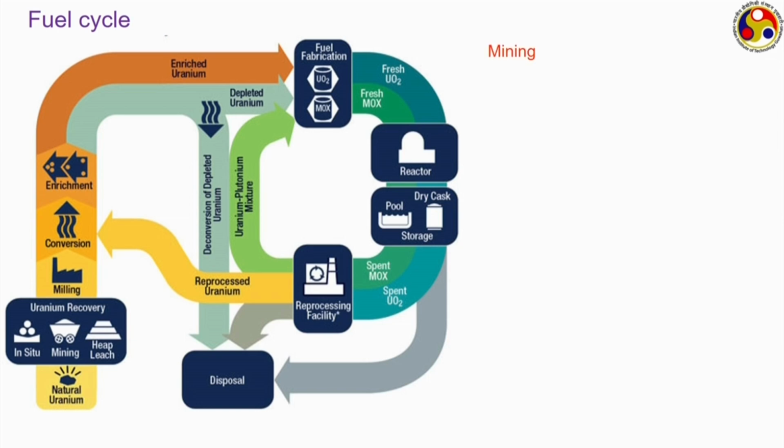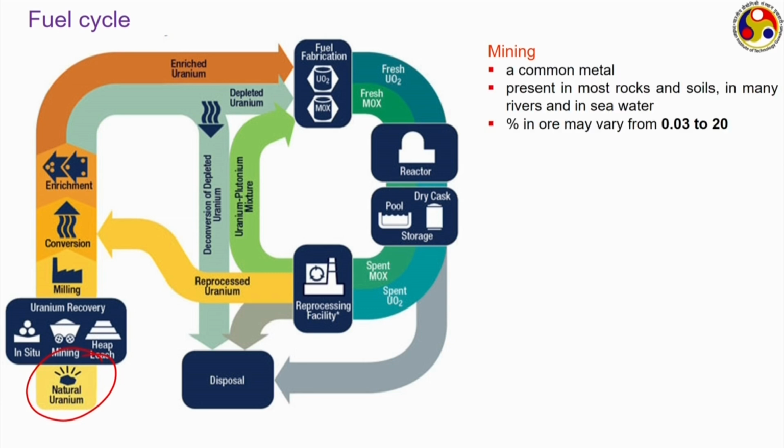The first step, of course, is the mining. The mining here refers to harnessing uranium from the core of the earth. Now, uranium is a very common metal, and it is present in most rocks and soils, also in many rivers and even in sea water. And the ore that we get generally from the mines contains 0.3 to 20% of uranium. So, that is quite a large range.